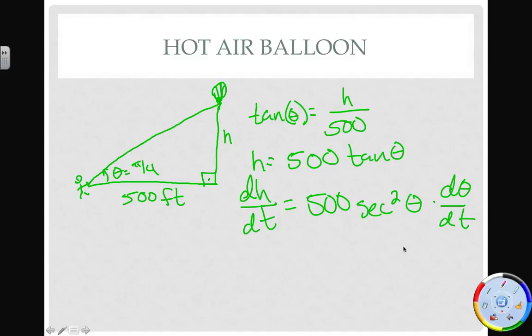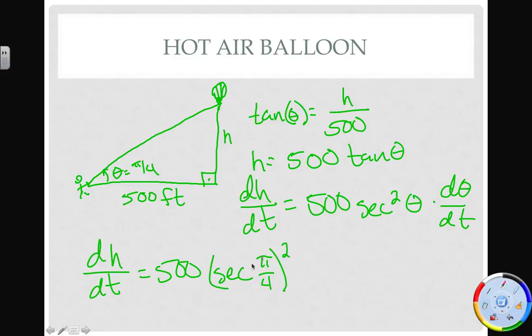Now, there are some things that we know that we can plug in. I'm looking for dh dt, so I don't know what this one is, but I do know what theta is, and I do know what d theta dt is. So I can say dh dt is 500 times the secant of pi fourths, that's the angle that we're given, squared, because that's what secant squared is, by the way. It's secant of pi fourths squared, times the change of the angle with respect to time, and we know that to be 0.14.